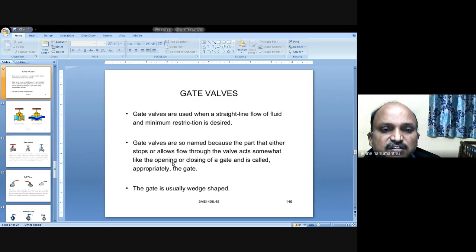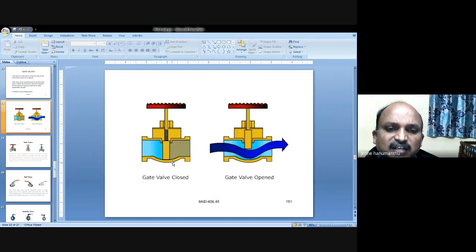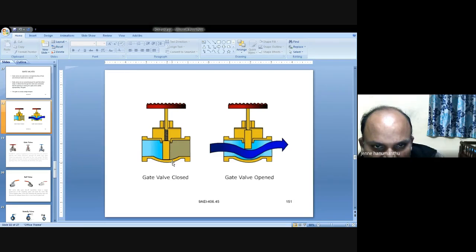Gate valves are used when a straight line flow of fluid and minimum restriction is desired. That means when the pipe is a straight line, we have to provide some restriction, minimum restriction, not large restriction. That is the so-called gate type. That restriction is nothing but a gate, and it looks like a gate. See the diagram of how the gate is provided.